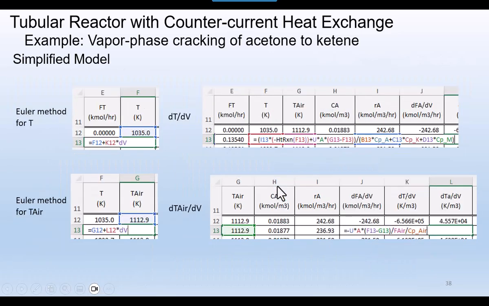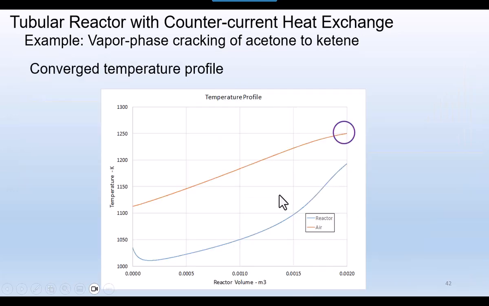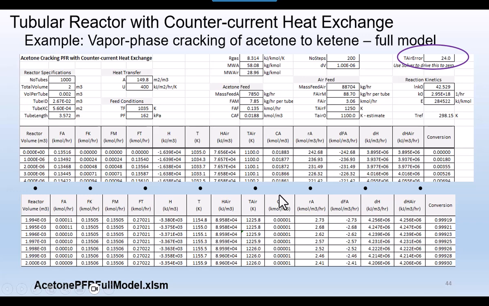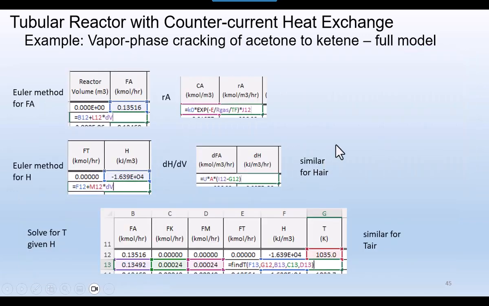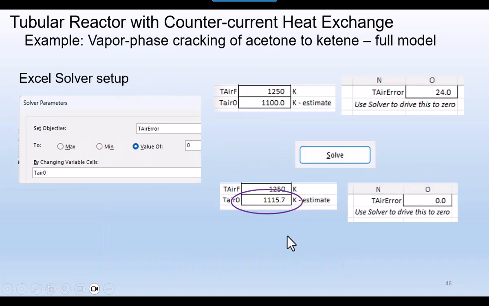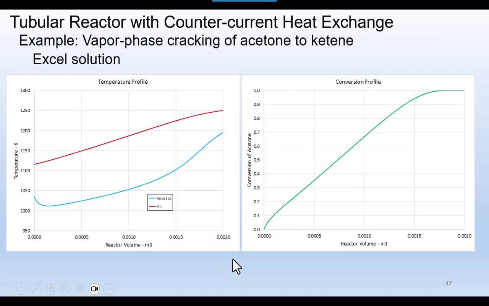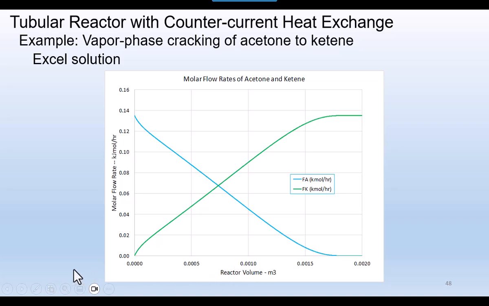This was the simplified model that we looked at and the curves for that, and I'm just doing this quickly. And then this is the full model with the initial error with the estimate at 1100. And these are the elements of that, and it shows here how we're using find T to get the temperature, all right, based on a given value of the enthalpy. And setting up the solver here and having it solve, and it gives the error to 0 and gives us the correct estimate. And then we have our adjusted and correct temperature profiles. We have our conversion profile and our molar flow rates profiles. Okay? So that about does it, all right?